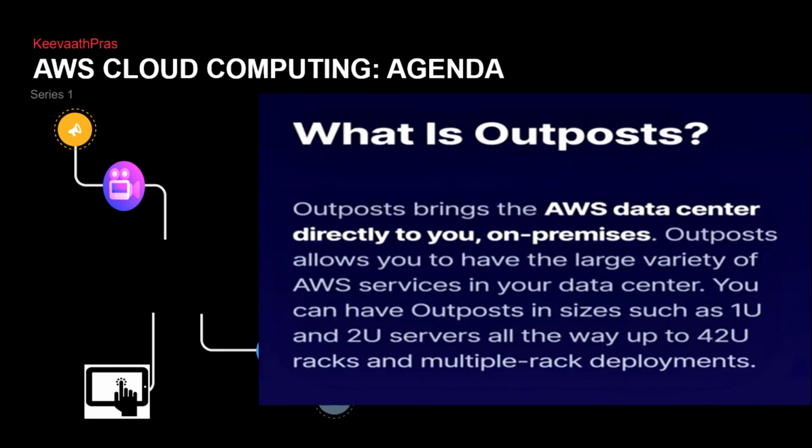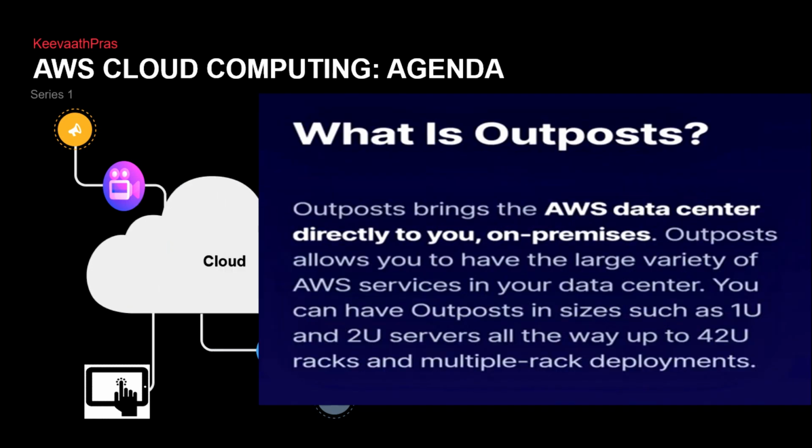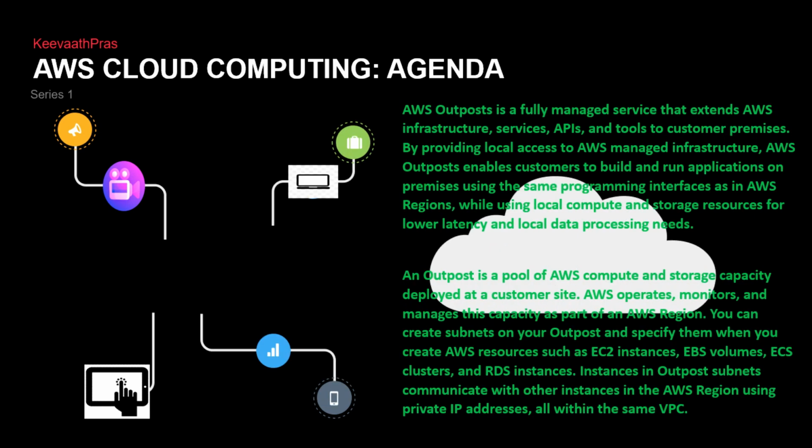All right. Now, having said that, let's move on to the Outpost. What is an Outpost? Outpost brings the AWS data center directly to your on-premise. Just as we saw the VMware, let's continue with the same train of thought in the same family hierarchy. The Outpost allows you to have a large variety of AWS services in your data center. You can have Outposts in sizes such as 1U and 2U servers, all the way up to 42U servers. So it's all the rack and multi-rack and stuff of that nature.